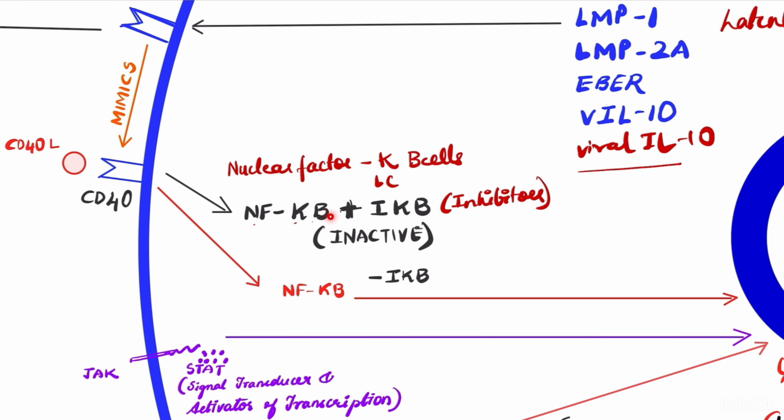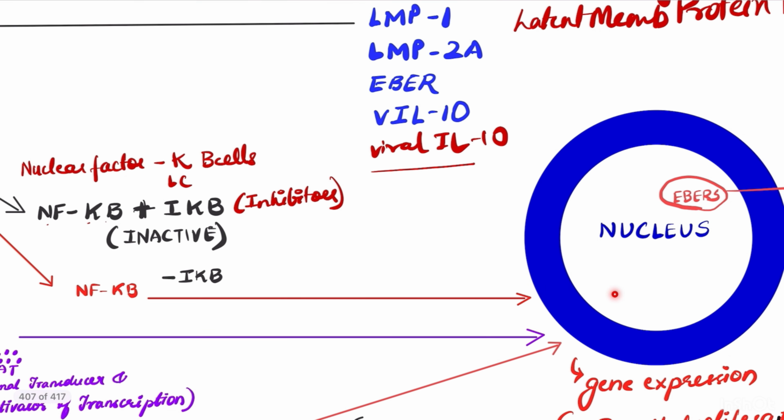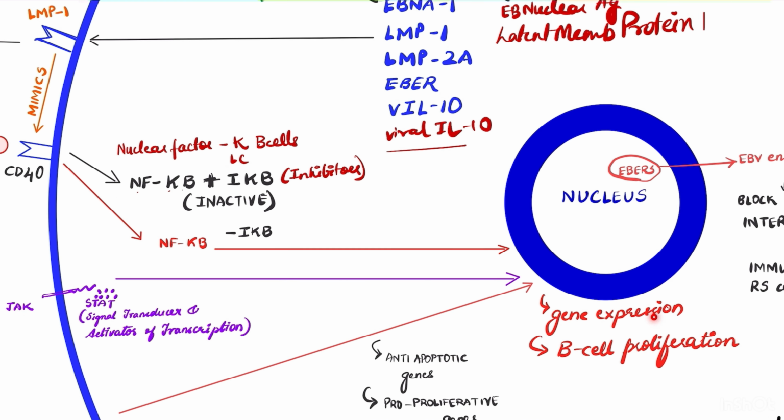Out of excitement, it will leave this inhibitor, it will shed the inhibitor and get free. When you're bound to someone, you're inactive. Once you get free, the nuclear factor NF-kappa B becomes active. It gets translocated, that means it gets transported to the nucleus, and it will cause transcription of certain genes. It will cause gene expression that is responsible for B cell proliferation.